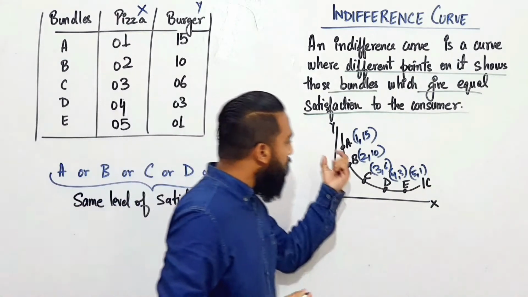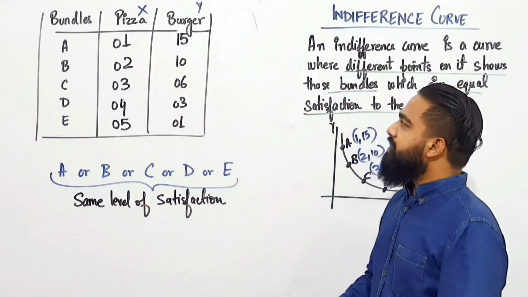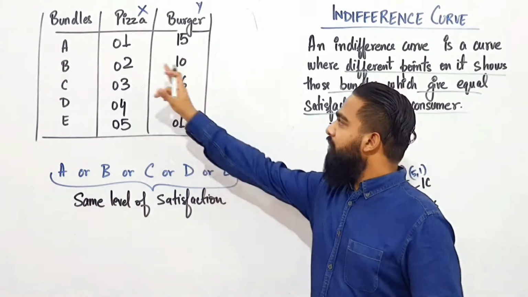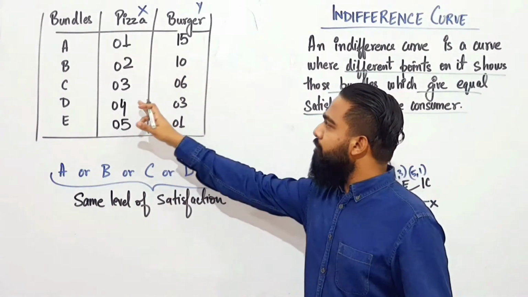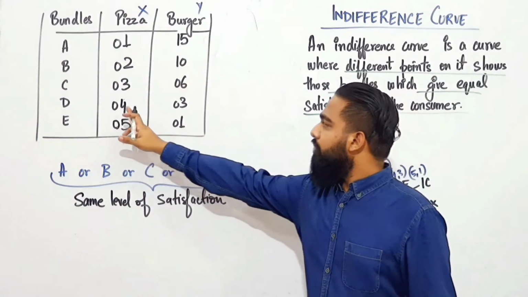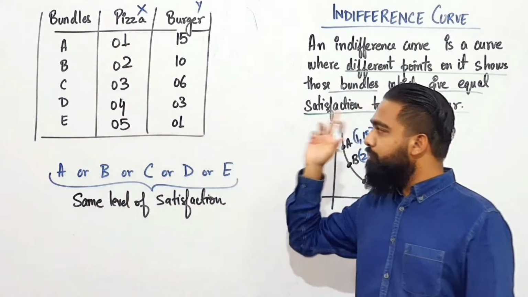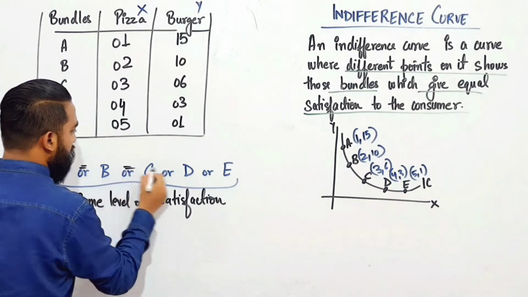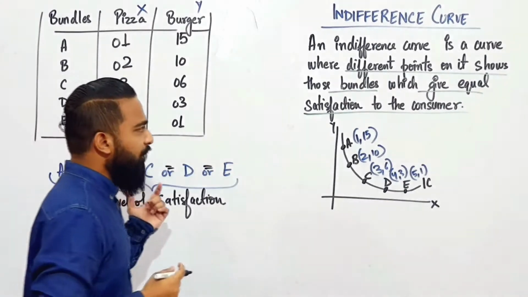Fine. These points, these bundles are showing the same level of satisfaction. Whether you eat 1 pizza, 15 burgers, you are satisfied. Whether you eat 2 pizzas, 10 burgers, you are equally satisfied. Whether you eat 3 pizzas, 6 burgers, again you are equally satisfied. 4 pizzas, 3 burgers, you are equally satisfied. 5 pizzas or 1 burger, you are equally satisfied. These points are equal to each other on the basis of level of satisfaction.